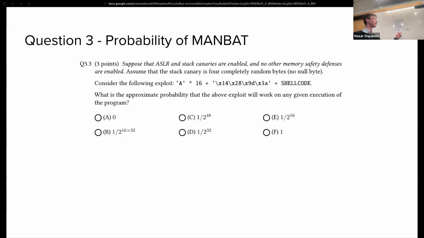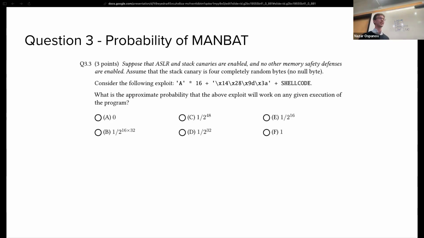So we have 8 bytes of buffer. Yeah, something else probably. And then we're overriding the canary, 4 bytes of the canary. Then we're overriding SFP, we're overriding RIP to be RIP plus 4, and then we're overriding the shellcode.